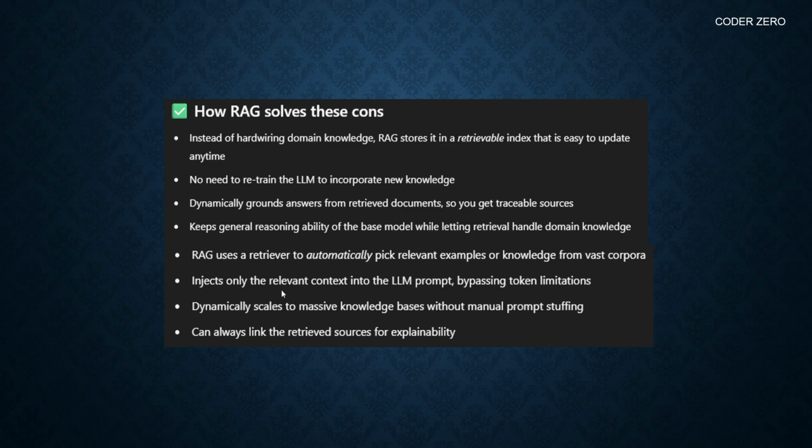So it is not giving the entire thing. It is finding the relevant thing and giving that into the prompt to the LLM. Now it dynamically scales to massive knowledge bases without manual prompt stuffing. So we use vector databases, and we can update the vector databases based on the latest knowledge, and RAG can retrieve all that knowledge automatically or dynamically. It can always link the retrieved sources for explainability. So these are the benefits we are getting by using RAG.